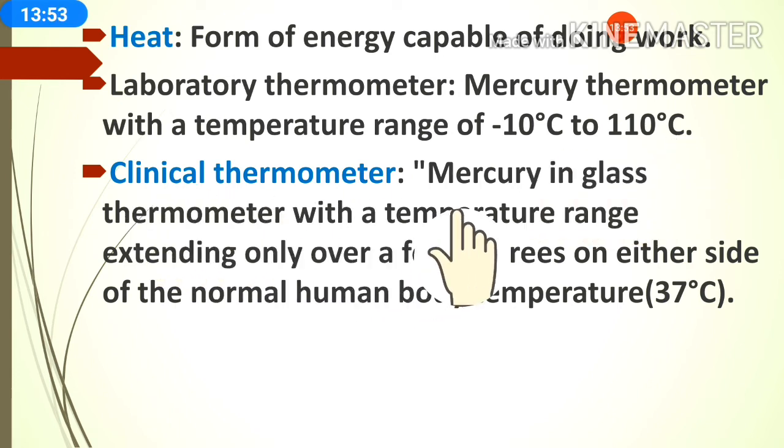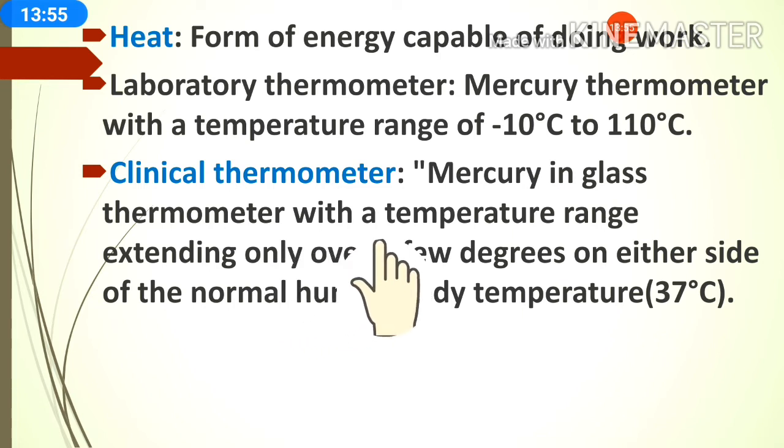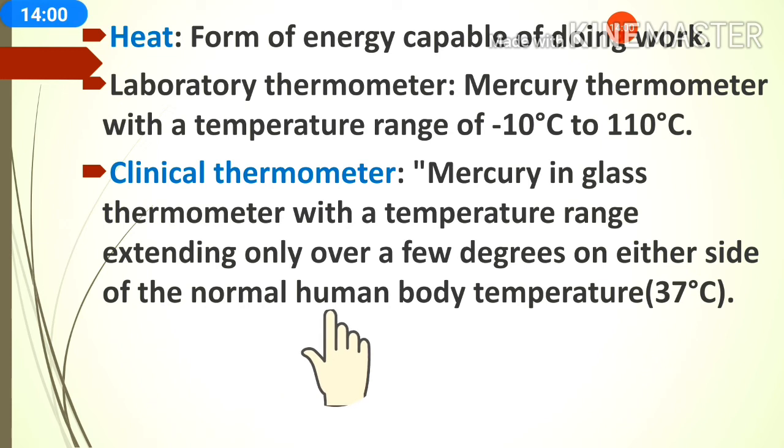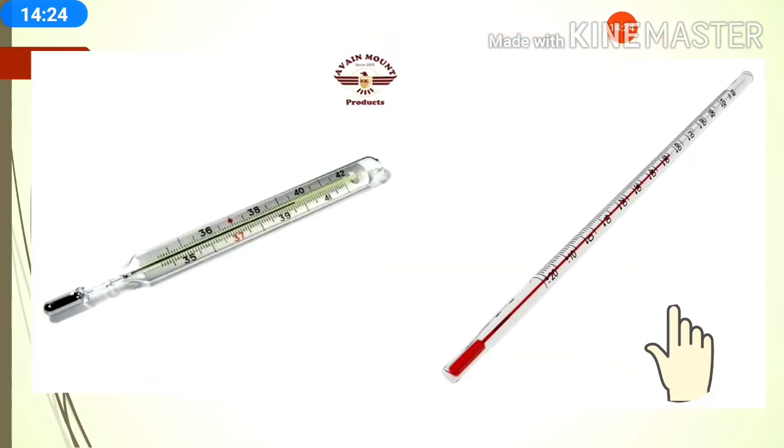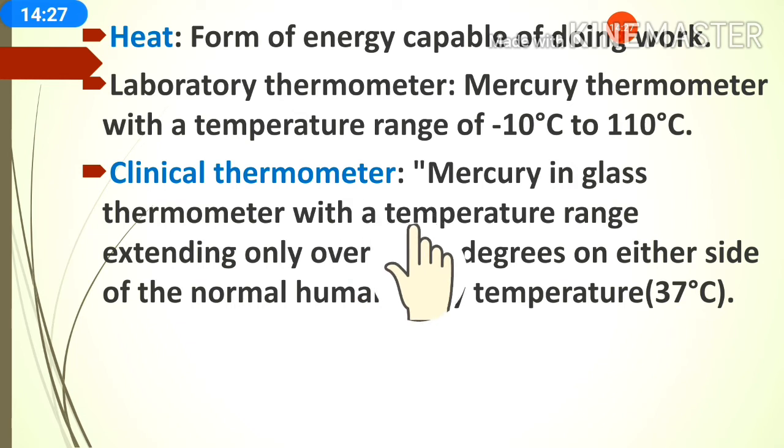Clinical thermometer: a mercury in glass thermometer with the temperature range extending only over a few degrees on either side of the normal human body temperature, which is 37 degrees Celsius. Normal human body temperature is 37 degrees Celsius. So on either side of this temperature, maybe less than 37 degrees Celsius or maybe more than 37 degrees Celsius, the clinical thermometer gives the value nearly to the normal human body temperature. And what is the range of the clinical thermometer?